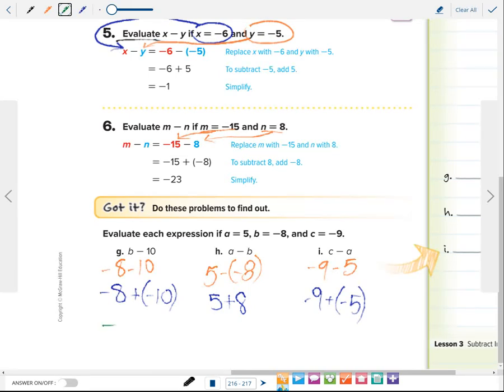We have negative 8, we're going further negative, minus 10. 5 plus 8 is simply 13. Negative 9, we're going further negative, negative 14.